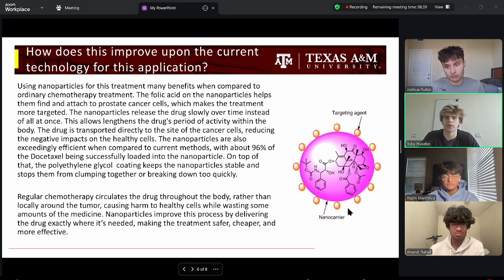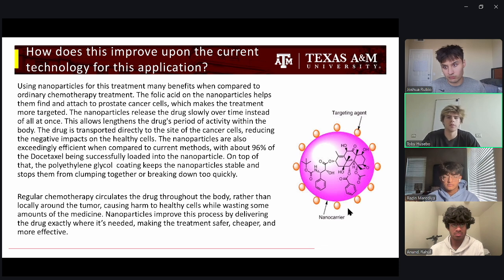So how does this improve upon the current technology for this application? Well, using the nanoparticles for this treatment has many benefits compared to ordinary chemotherapy treatment. The folic acid on the nanoparticles helps them find and attach to the prostate cancer cells, which makes the treatment more targeted. The nanoparticles release the drug slowly over time instead of all at once. This lengthens the drug's period of activity within the body, and the drug is transported directly to the site of the cancer cells, which reduces the negative impacts on the healthy cells.